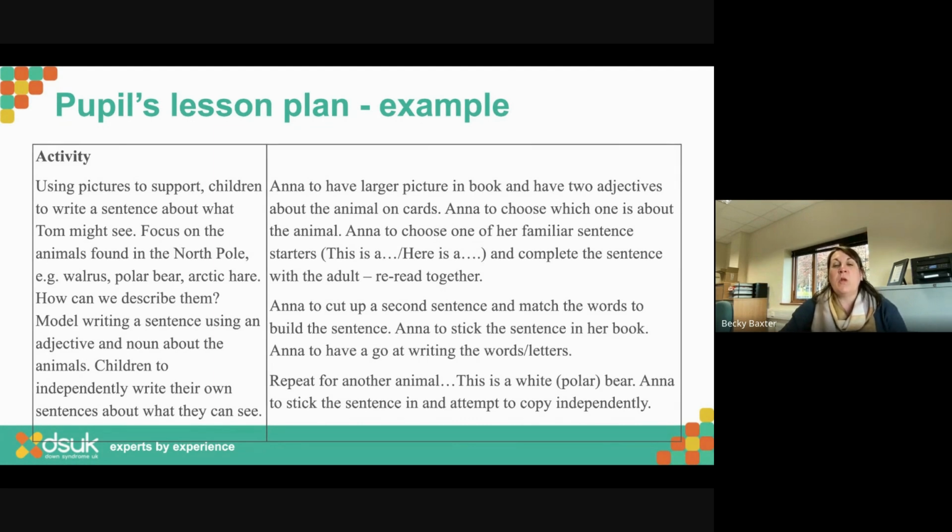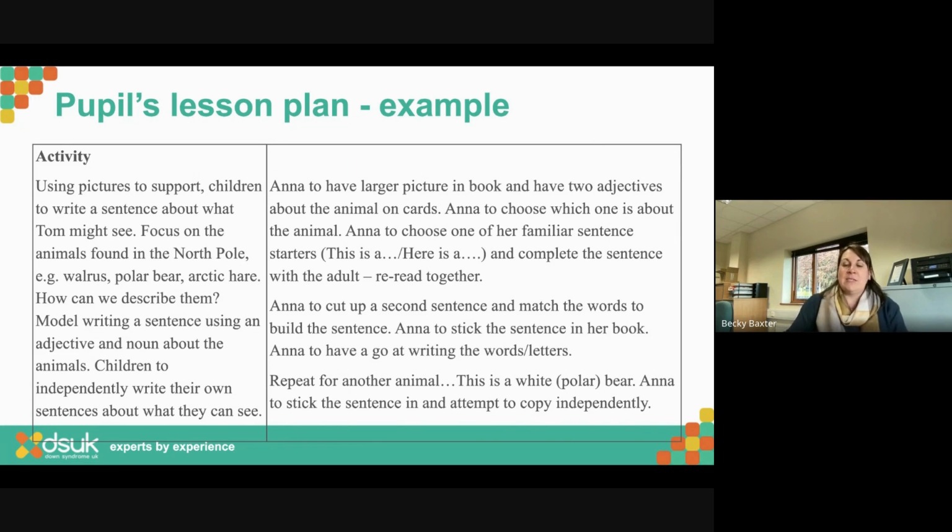And she's going to choose one of her familiar sentence starters. So she's working on this is a. In fact, she's cracked this is a. We've moved on to here is a. So I'm going to choose which one I want. This is a. Hang on a minute. Let's use our card. White. Polar bear or bear. Brilliant. So we're going to have that sentence written out.